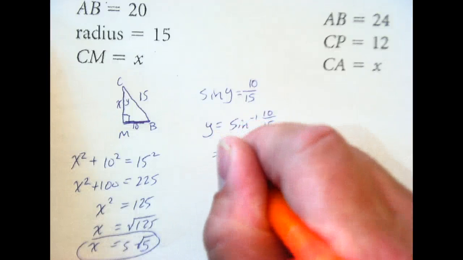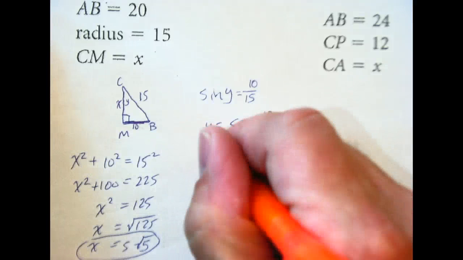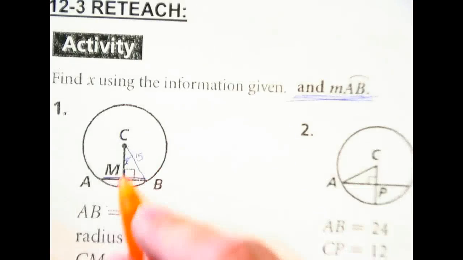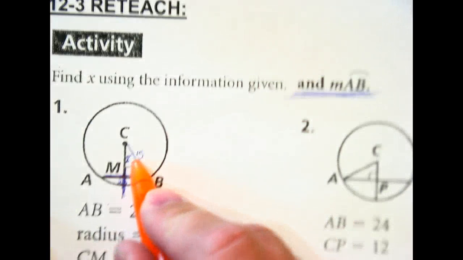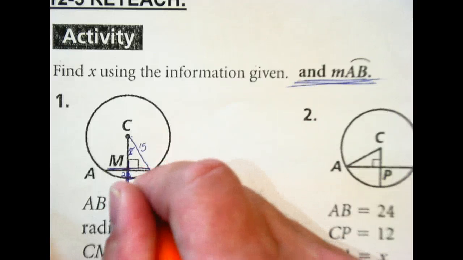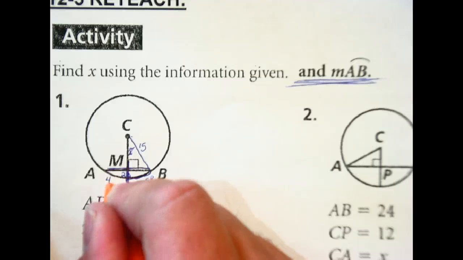The inverse sine of 10/15 is 41.8 degrees. Okay, so it's approximate. All right, that gives me this angle right here, which by the way is this arc measure here. That's 41.8 degrees. If I want to find AB, what's this? Well, this is also 41.8. So it's a total of?